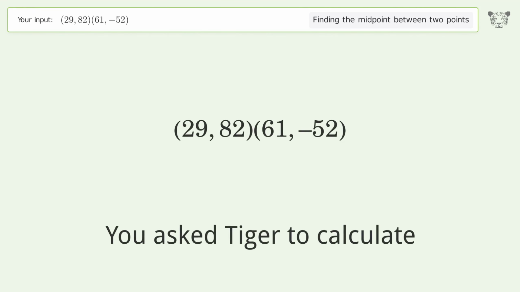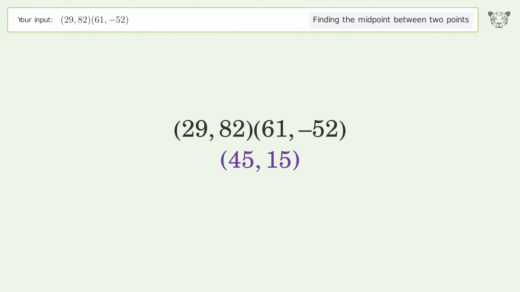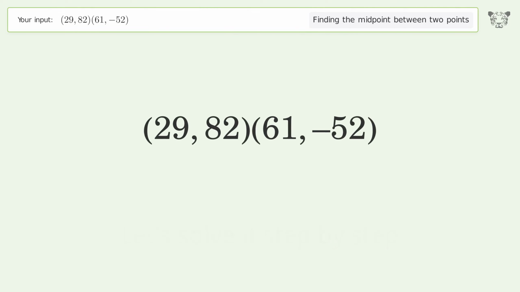You ask Tiger to calculate. This deals with finding the midpoint between 2 points. The midpoint between the 2 points is 45, 15. Let's solve it step by step. Plot the 2 points and calculate the midpoint using the formula.